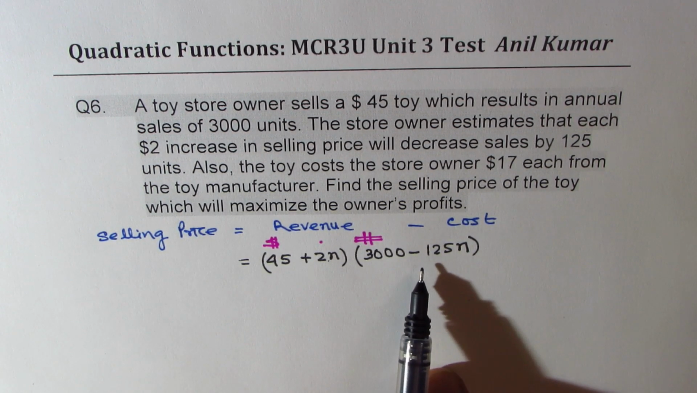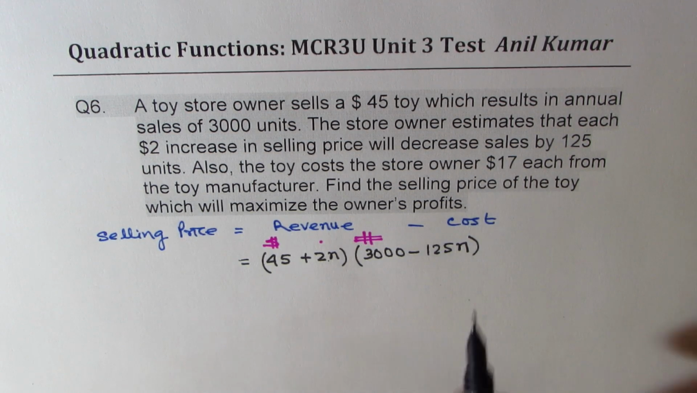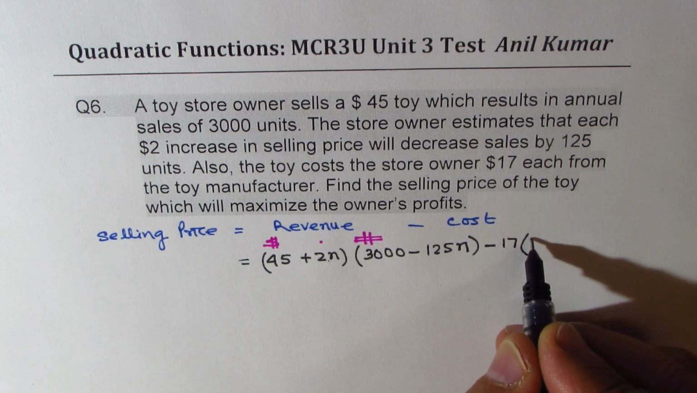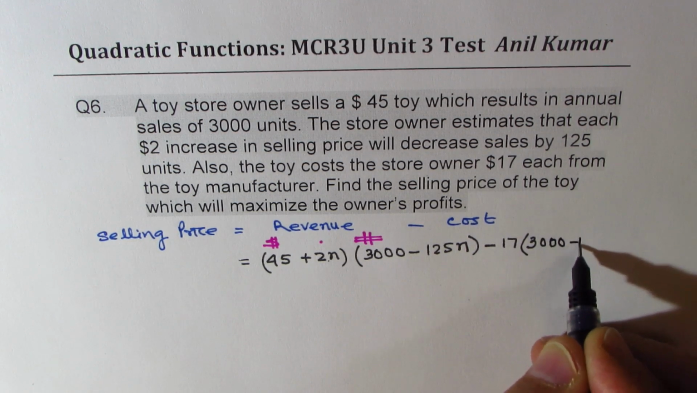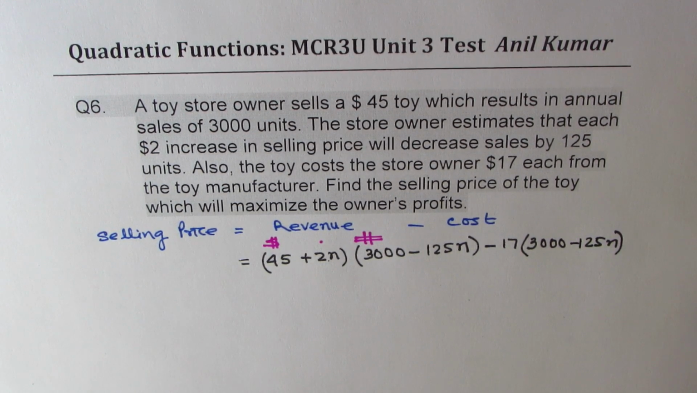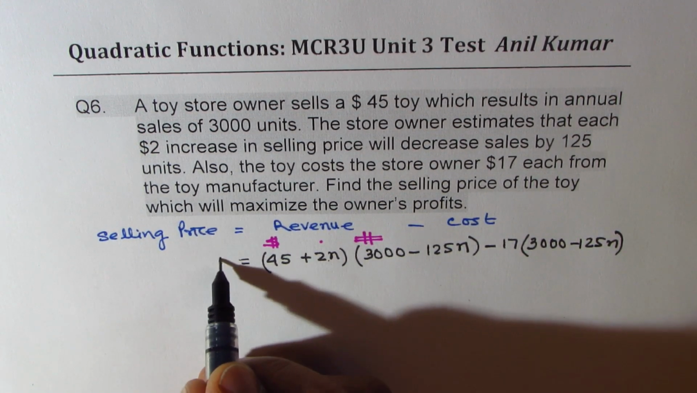Now each of such item is going to cost $17. So we have to take away that cost. That is 17 times all these items. Is that clear? Most important, right? So we can say this is the sales price S.